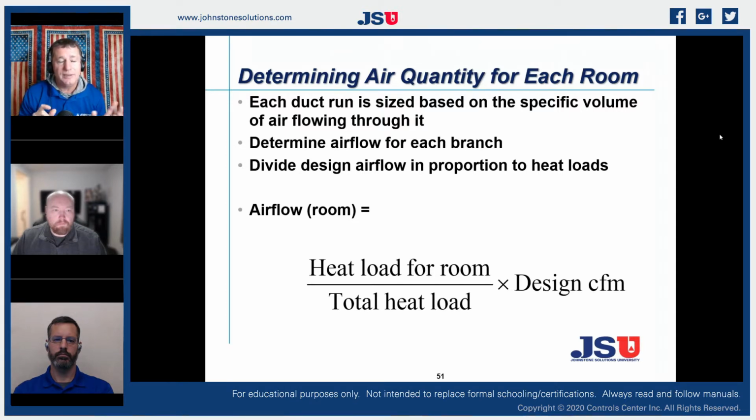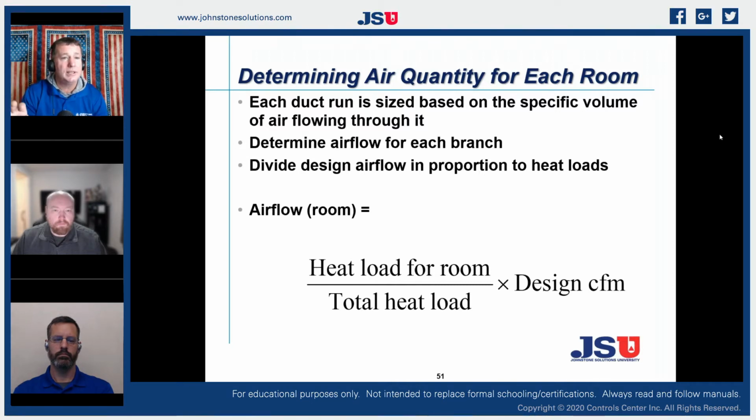The only thing we have left now is to decide how much airflow to put in each one of those spaces. So we look at our load calculation to see how much of a heat load we have per room. We take the heat load per room divided by the total heat load, and that gives us a fraction, a decimal that we can then multiply times the total CFM, and that will tell us how much CFM we need for that specific room. Then we can determine how much duct we need to get to that space.